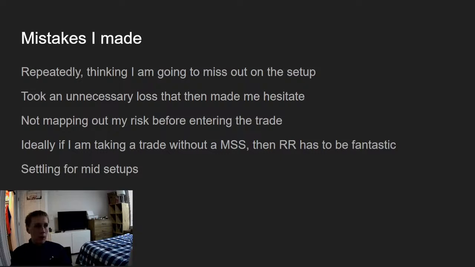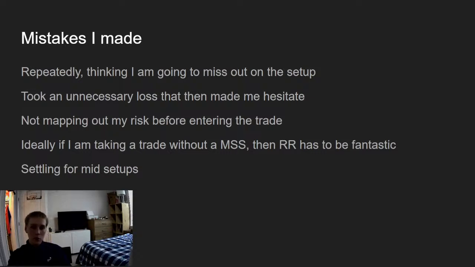So not mapping out my risk before entering the trade also is what I think is hurting me. Sorry. I haven't been using the risk reward calculator recently, so I don't even know what my risk reward is before I enter a trade. So I need to start using that. I guess I've been watching ICT a little bit too much, or other people too much. The fact that they enter in kind of without using that risk reward calculator, but I need to be using that. It's definitely useful. I definitely need to be using that in the future, 100%.